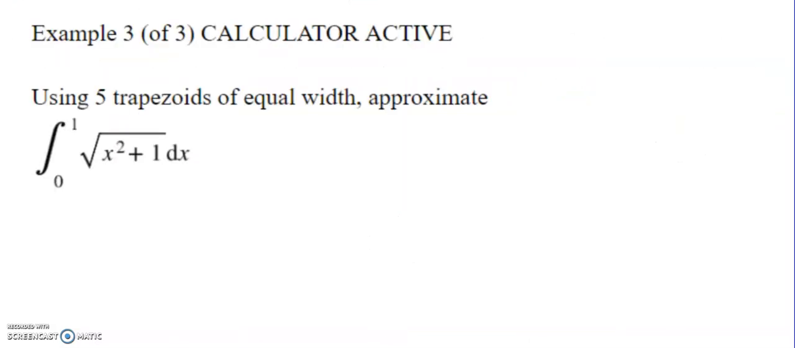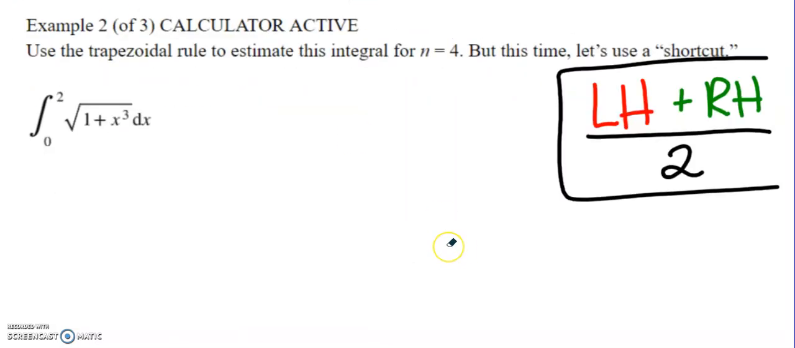Okay? So in going back to these examples, I want you to pause this video, try them for yourself, okay? But this time again, use the shortcut. So find a left hand rule, find a right hand rule, add them together and divide by 2. You can unpause when you're ready to check answers for both example 2 and example 3. Pause now. Try for yourself. Draw a picture if you have to.